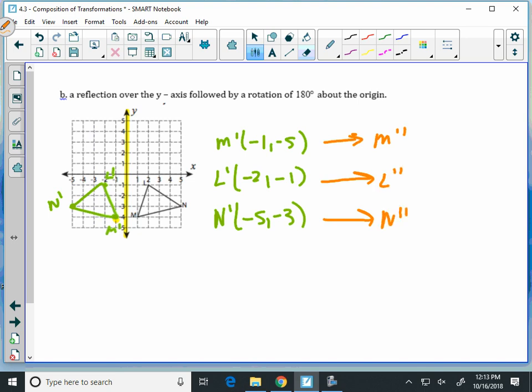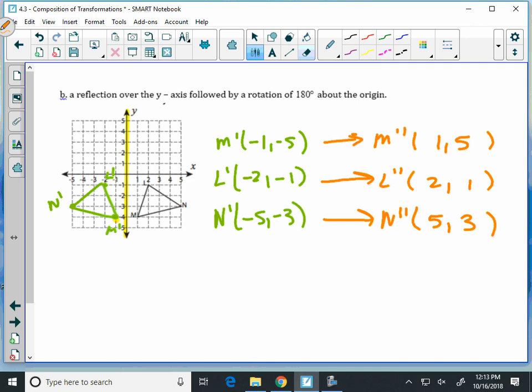So we do a 180-degree rotation. Do we flip the point at all? No. What do we do? Good. Change both signs. Change the signs of both. So the 1, negative 5 becomes negative 1, positive 5. That becomes positive 2, positive 1. That becomes positive 5, positive 3. And that's the last transformation. So then we plot those points.